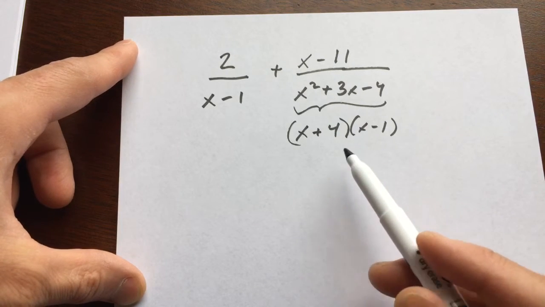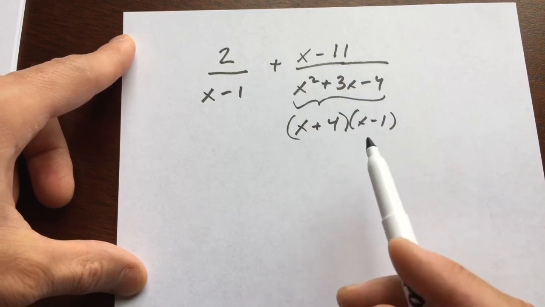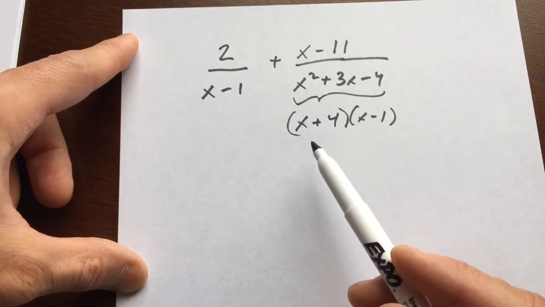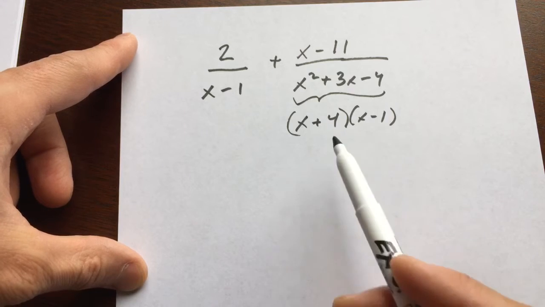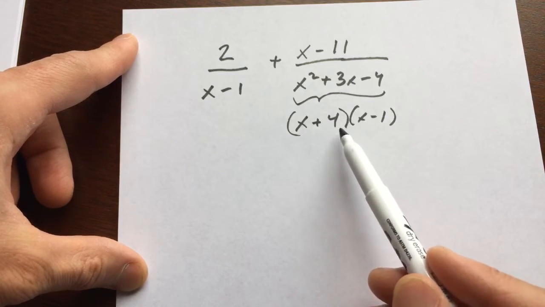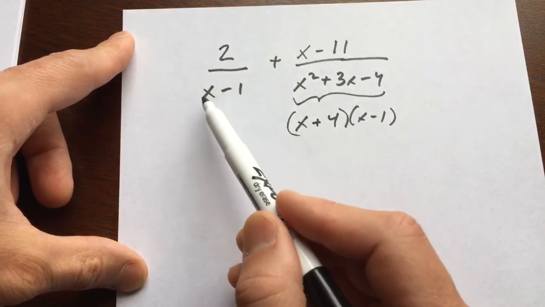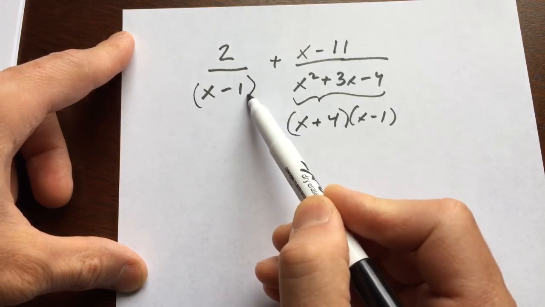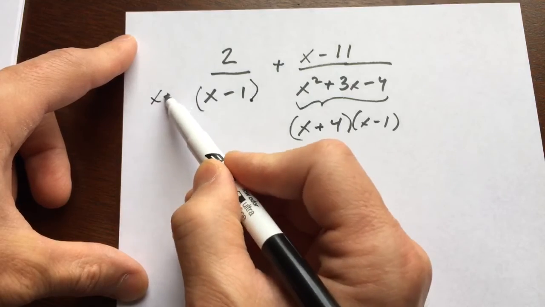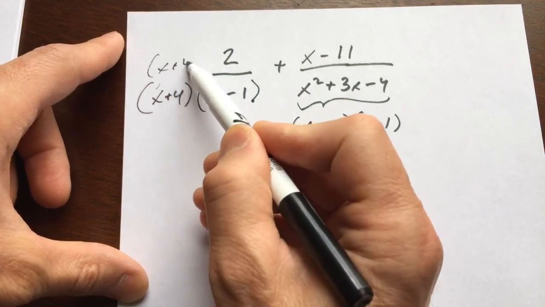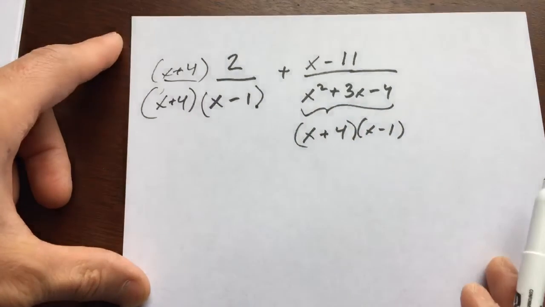So factoring is a big topic, and you definitely want to know difference of two cubes and sum of two cubes, but some of the main ones are just like the one I just did right here. So x plus 4 times x minus 1. If you want to add these together, this one has an x minus 1, but it's missing an x plus 4, right? So that means we have to multiply the numerator and denominator by x plus 4, right?